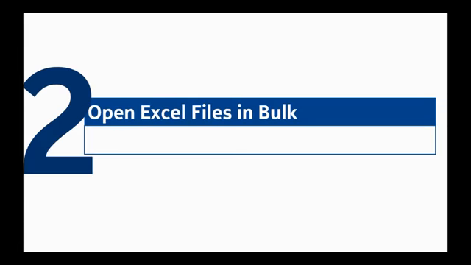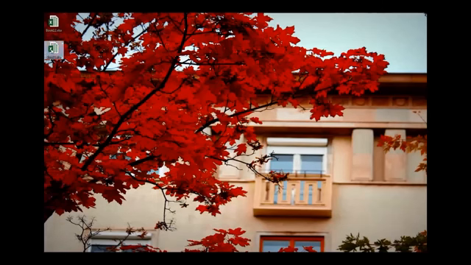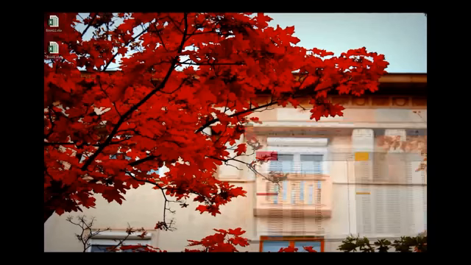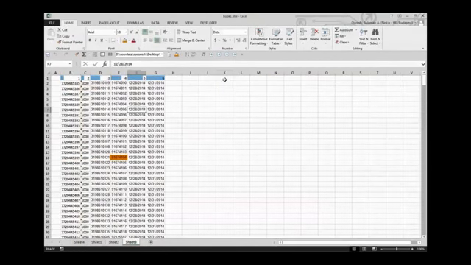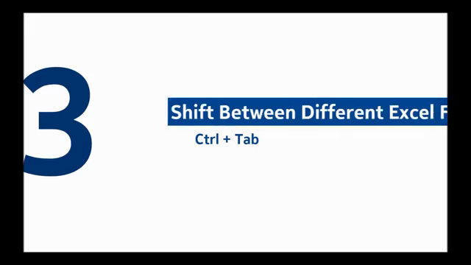Open Excel files in bulk. Yes, if you have a lot of files you want to open, it's very easy. Just go to the desktop or the place where you've saved them, select all of them together like this, and just press enter. Select and enter. The moment you press enter, all of the files will open and you can see them buzzing by name. So yes, all of them are open now.